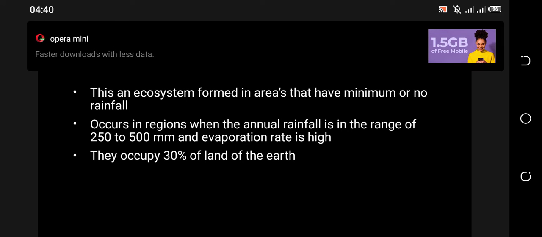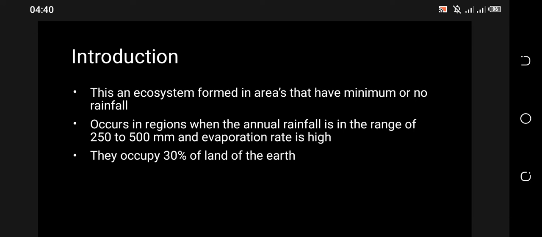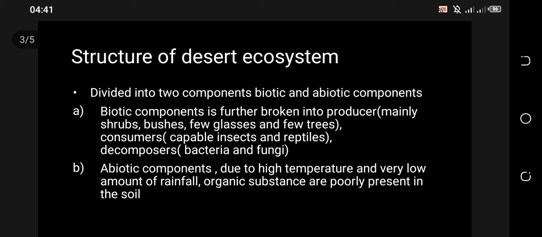Just like on the aquatic ecosystem, as aquatic ecosystem takes much percentage of the earth's surface, just like that, the desert ecosystem occupies almost 30% of land of the Earth's surface. Now, let's proceed by describing the structure of desert ecosystem.